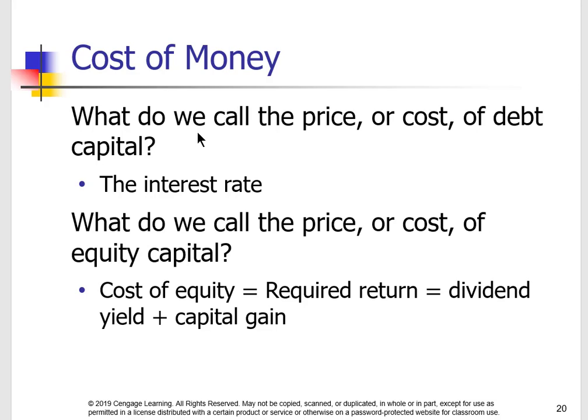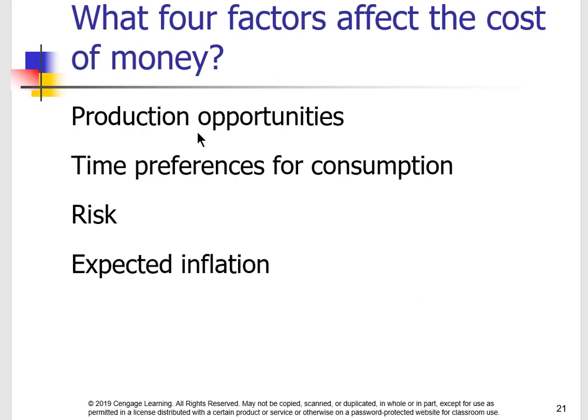So let's think about interest in general, right? We know that it's the price or the cost of money. So what do we call the price of equity capital? Well, the cost of equity, or its required return, has two parts. It has the dividend yield and it has capital gains. And we'll see when we get through a variety of other videos how we utilize this breakdown to develop the value of the company, an understanding of how much return we should expect, etc. But the cost of money is a function of several factors.